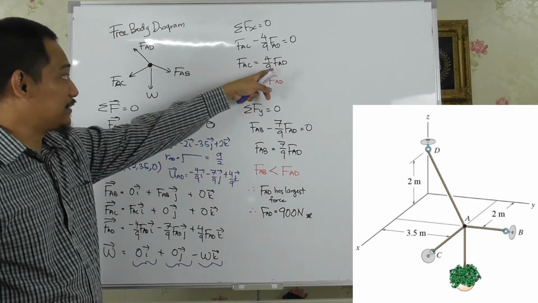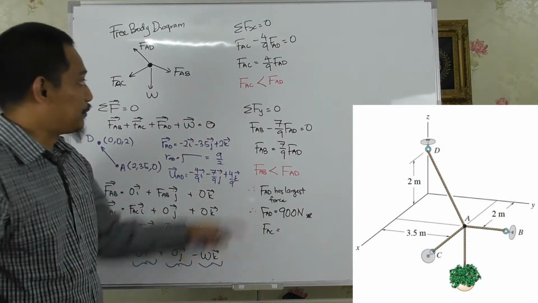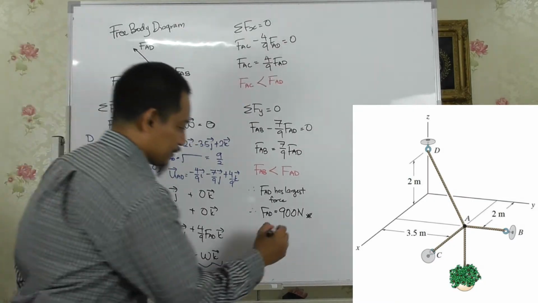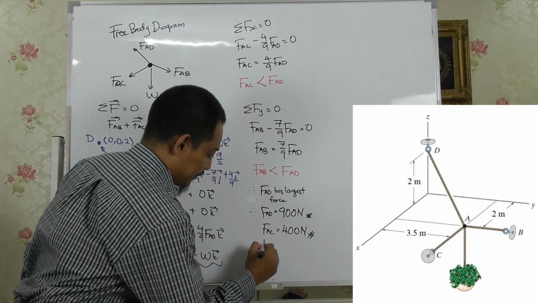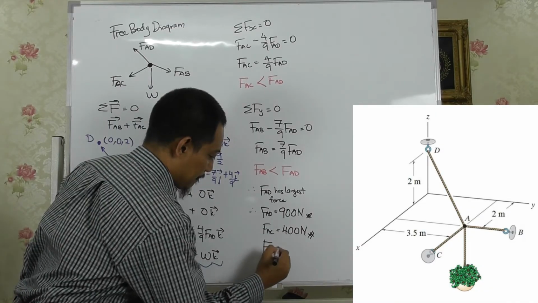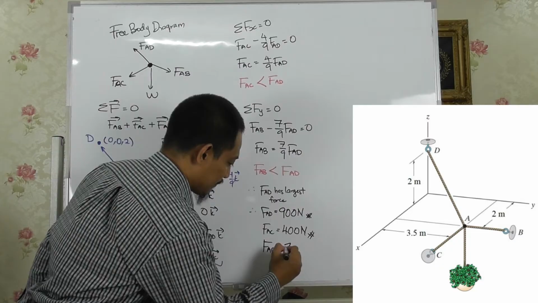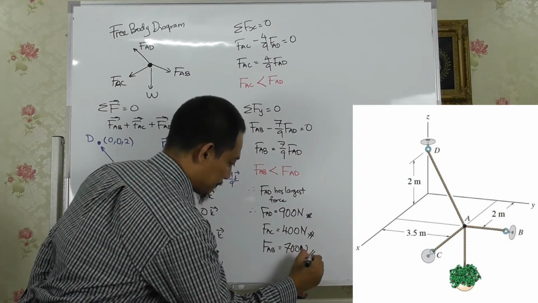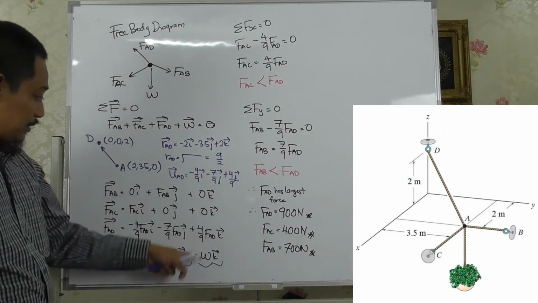So if you plug in 900 here, FAC becomes 400 Newton. Then FAB, if you plug in 900 here, becomes 700 Newton. So all the cables are settled, so we have this left.